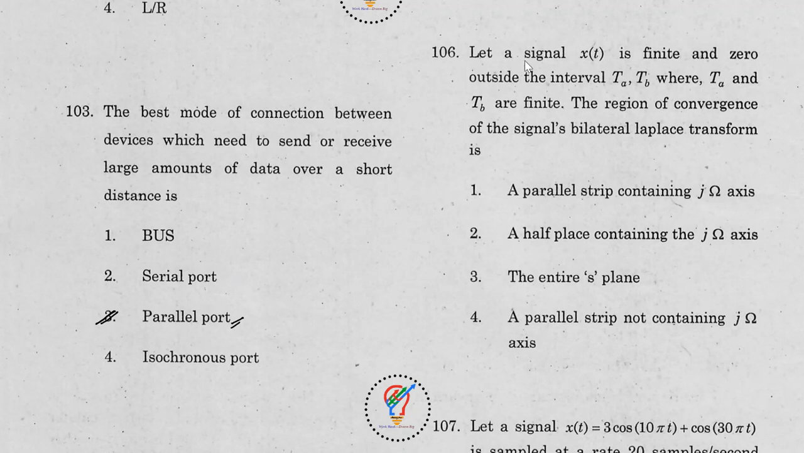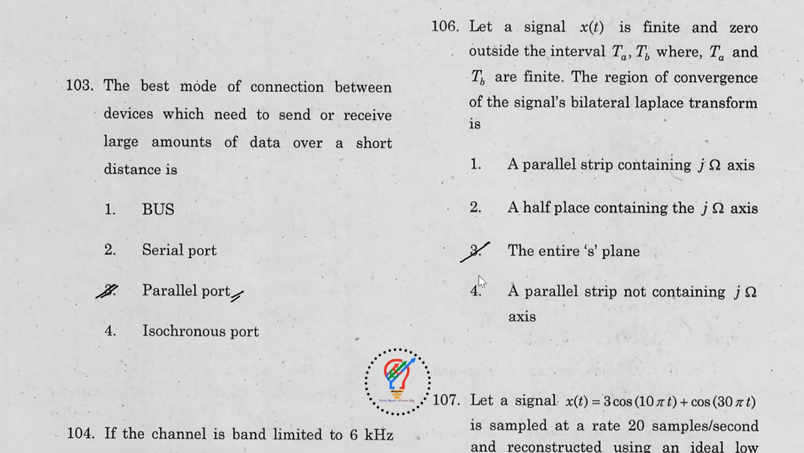Next one, let a signal x of t be finite and 0 outside the interval ta to tb, where ta and tb are finite. The region of convergence of the signal's bilateral Laplace transform is: a parallel strip containing the j omega axis, a half plane containing the j omega axis, the entire S plane, or a parallel strip not containing the j omega axis. So it is the entire S plane here.